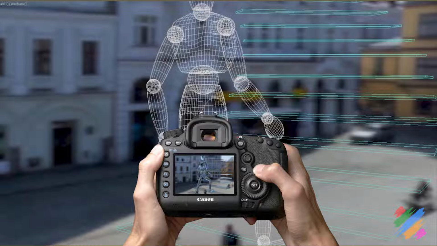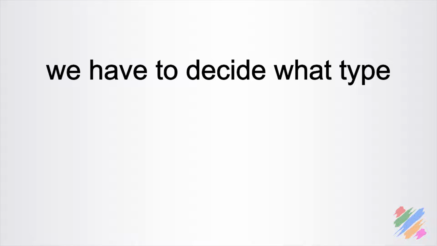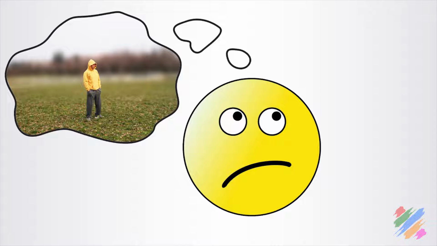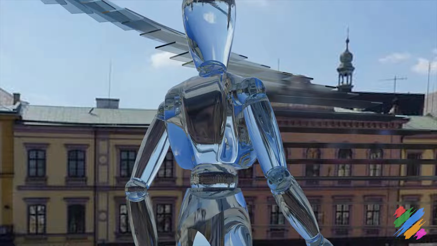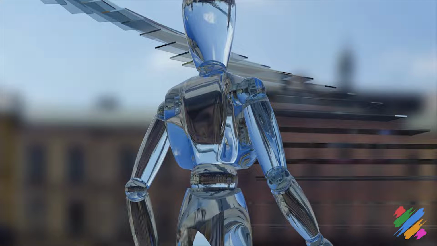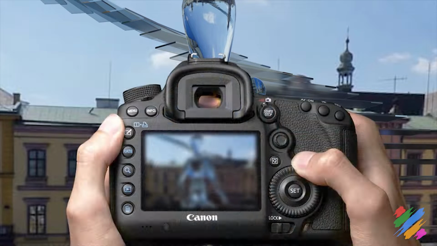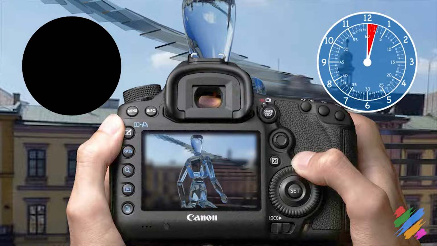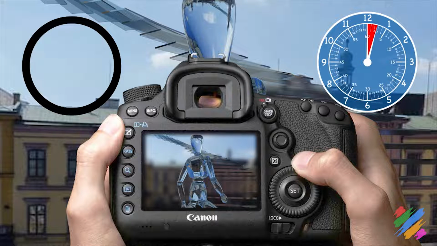Once we are ready, before we start shooting, we have to decide what type of photographic effects we want to represent in our scene. For example, here I want to try something I haven't tried yet. I would like to work on the exposure blurring, getting the dummy on focus and the background blurry. A photographer would work on the camera settings, bringing the focus right on the dummy, choosing the shortest exposure time and the widest shutter aperture.